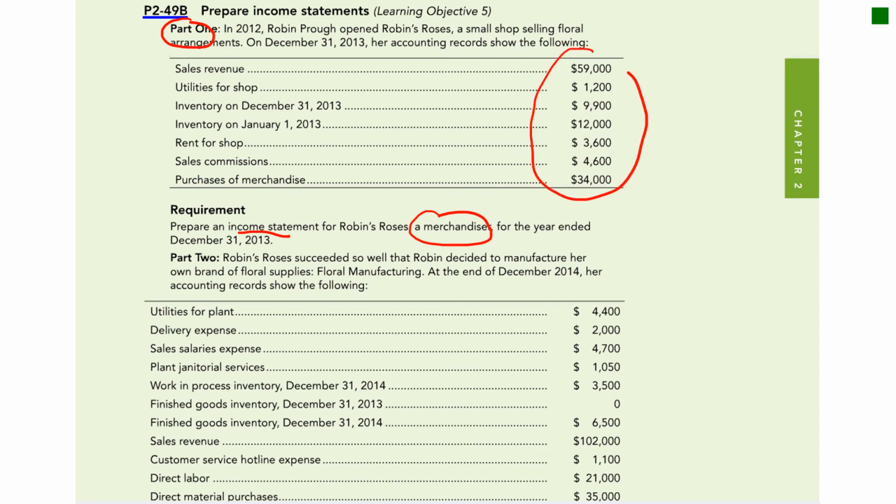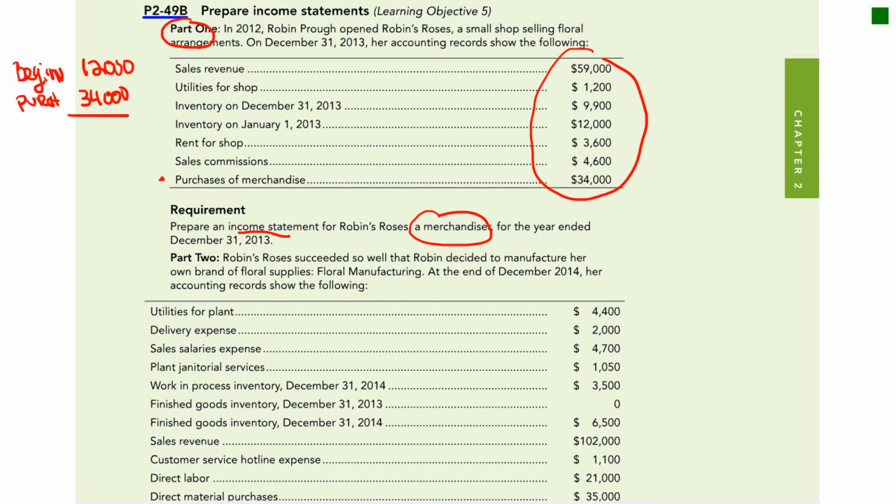So using this data, they give us sales revenue, utilities, some merchandise inventory balances, rent, sales commissions, and then purchases of merchandise. Before we can actually get to the income statement, we need to get cost of goods sold. So for a merchandiser, here's the calculation. You're going to have your beginning inventory balance, which in this case looks like $12,000. I'm going to write that there. We're going to add in the purchases, which in this problem was $34,000. So they bought $34,000 of merchandise. If we add that, and let's see, do we have anything else? Looking for any other odd items. I do not see that.